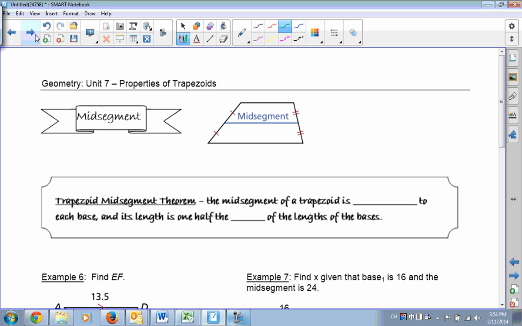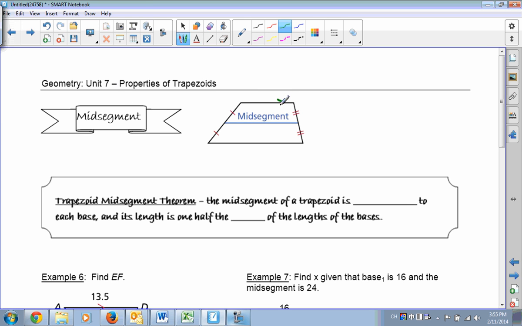Okay, go ahead and turn to the back. The back is a review. We've already done the mid-segment theorem. Here is the mid-segment. What does it look like a mid-segment is? Describe it to me. It's in the middle. What else does it do? It cuts it in half, so the top leg is cut in half, so it bisects each leg. What else? Very good. It's parallel to the bases.